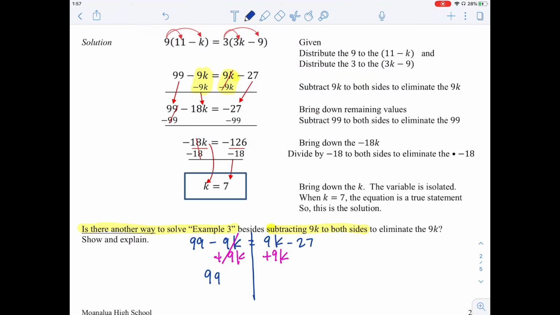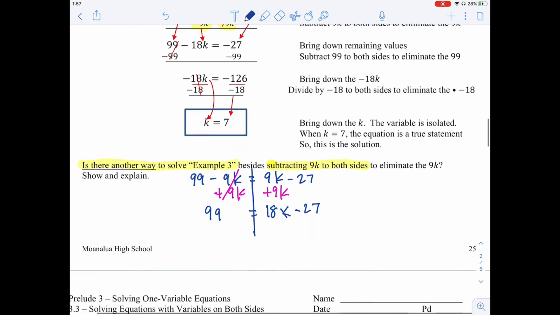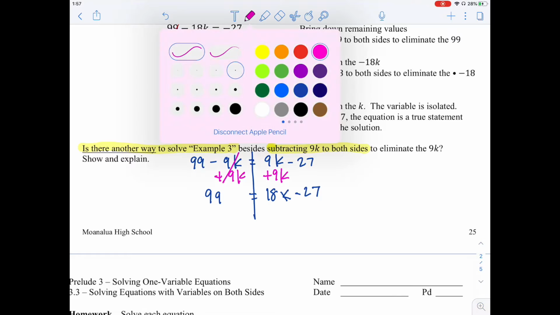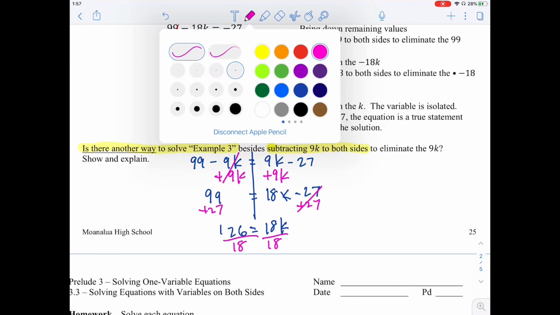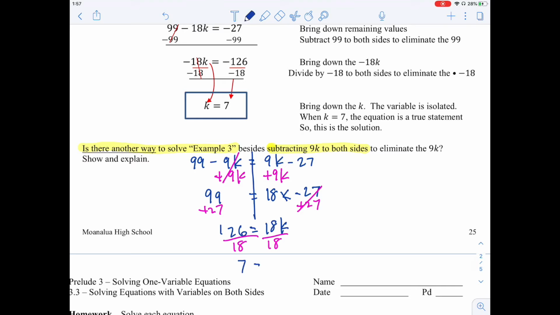So we get 99 left over equals 9 plus 9, 18k minus 27. And then we could solve that one. Add 27, add 27, 126 equals 18k. It looks similar, right? Divide by 18, divide by 18, and we get 7 equals k. We turn around, k equals 7. So you get the same exact answer.